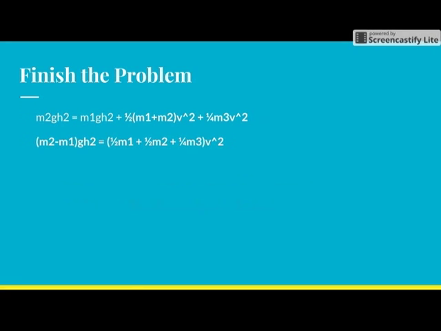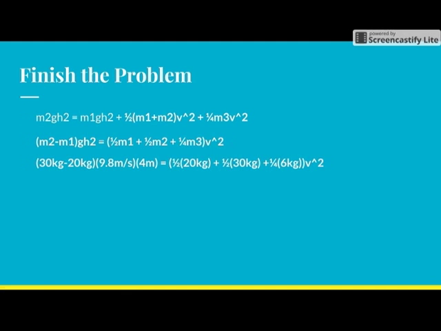Further simplifying our problem, we get (m2 minus m1) times gh2 is equal to velocity squared times (1/2 m1 plus 1/2 m2 plus 1/4 of m3).